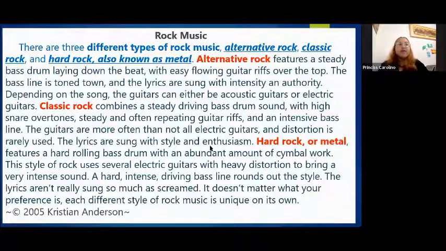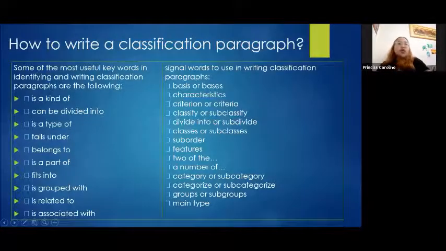Okay, next, let's have how to write a classification paragraph. You may use these signal words or keywords to introduce your categories or subcategories. We have "is a kind of," "can be divided into." For example, problems you may encounter living across a high school can be divided into three. Blank is a type of, falls under, belongs to, blank is a part of, blank fits into, blank is grouped with, blank is related to, or blank is associated with. So you can use these.